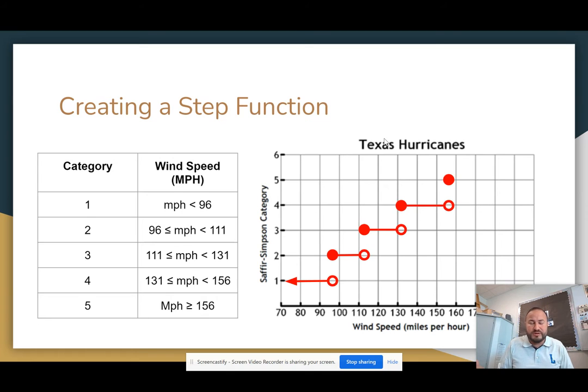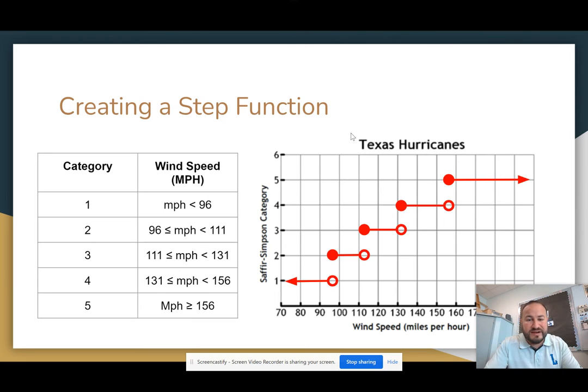And then, of course, my category 5, what am I going to do off to the right side here? Where do I end this at? Yes, I'm going to end up putting an arrow to the right to show that anything higher than 156 miles per hour is a category 5 hurricane. It doesn't matter how fast it gets, it's still going to be a category 5. We don't have anything higher than category 5. So pretty simple, easy process.